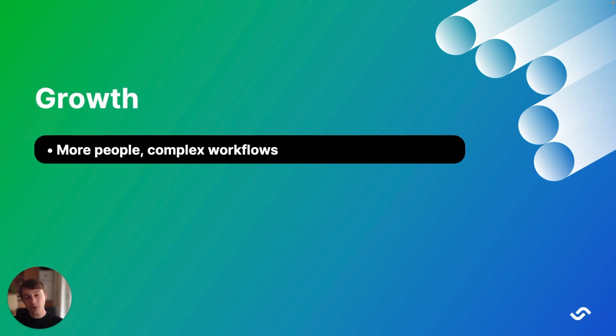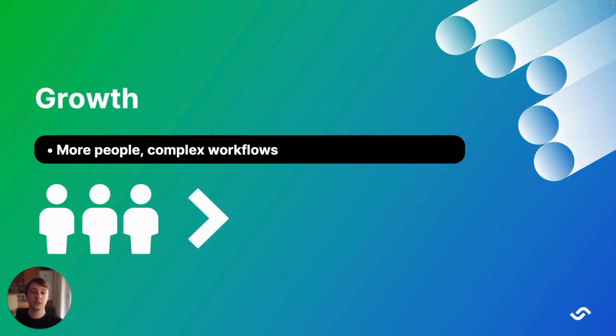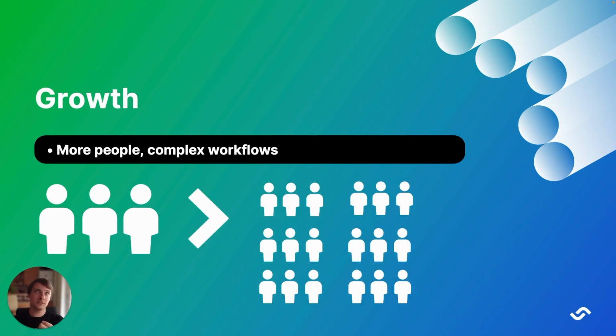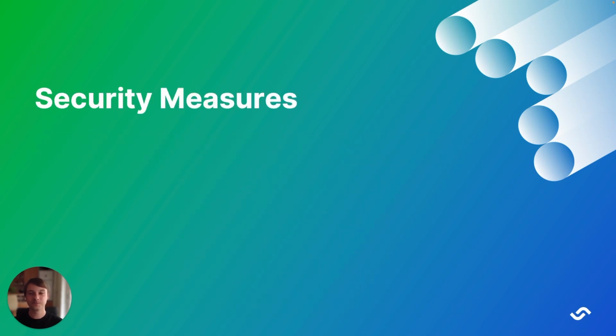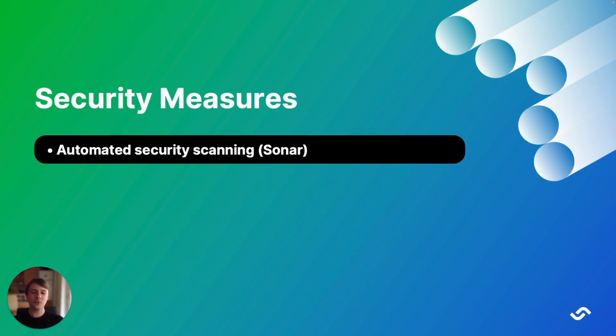And then growth happens. More people come in, more teams, and then your workflows become more complex through time. We have a large amount of teams and coordination is needed, and we get the need for security and overview during those times. So we basically start seeing threats everywhere. And we're going to go through a list of measures now that we can implement in our CI/CD workflows.